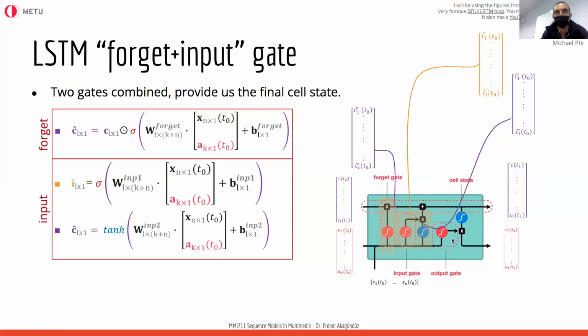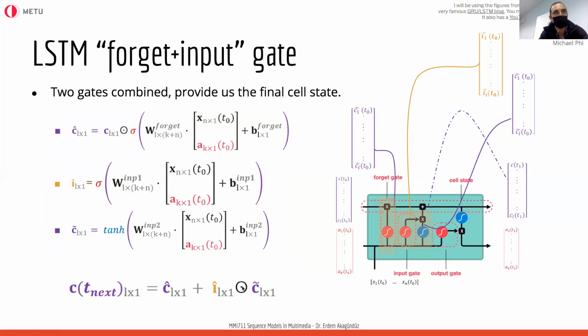You also have an output gate, but the output gate will be used to create the hidden state. So after these two gates, forget gate and input gate, actually we have the cell state. As you can see, add these up, I have the cell state. Okay, any questions about the cell state? Because the cell state is a creation of the forget and input gates.